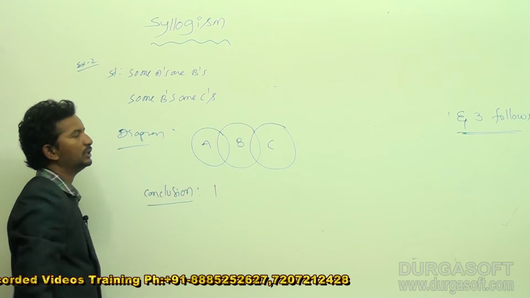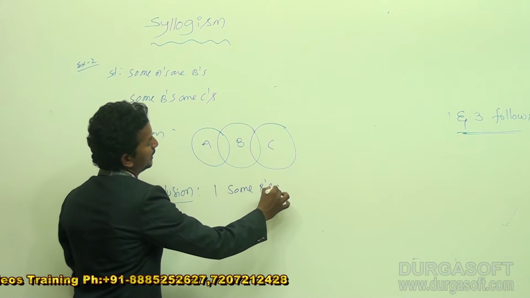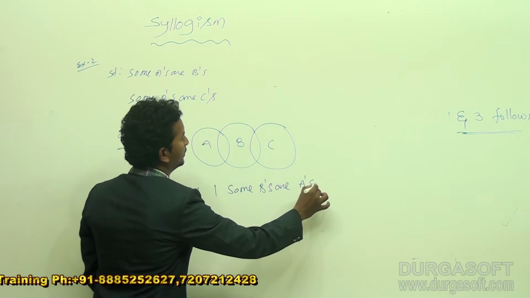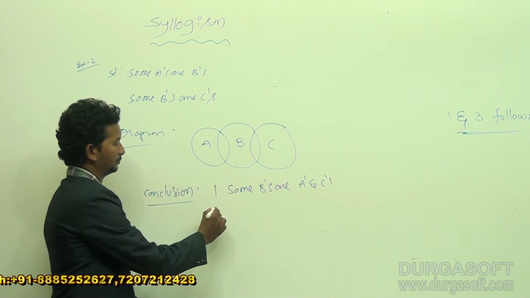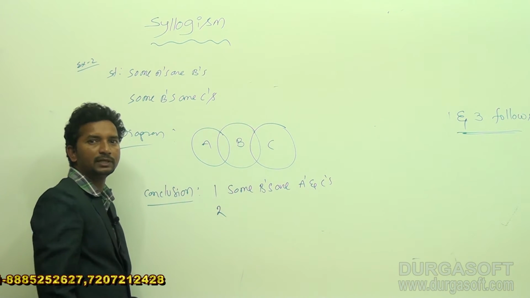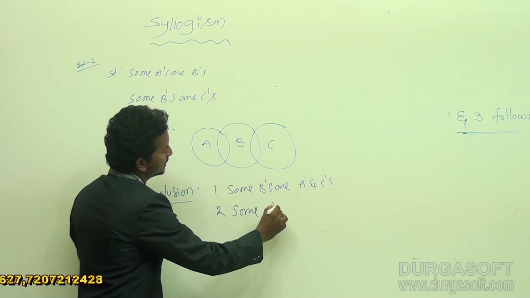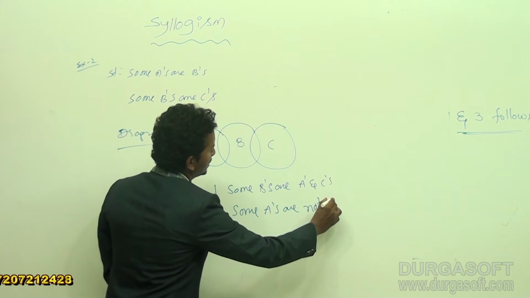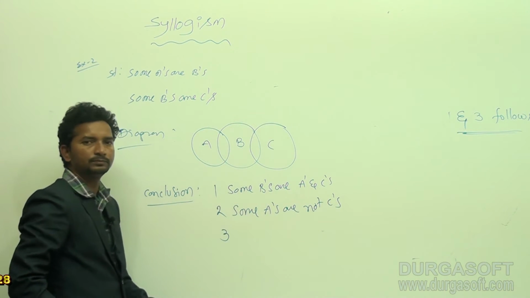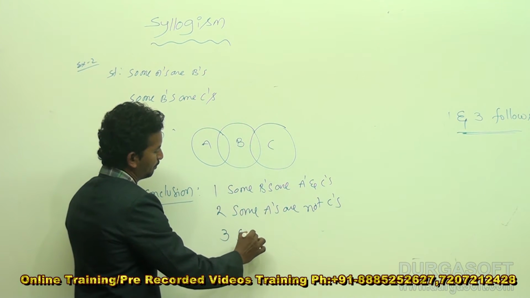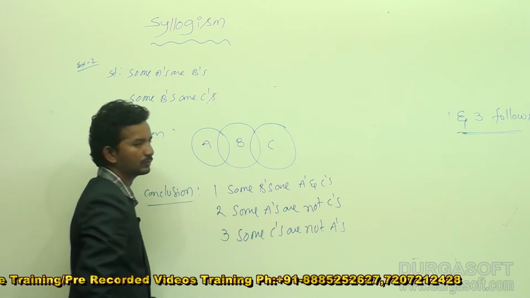Now coming to the conclusions. My first conclusion is some B's are A's and C's. Second conclusion: some A's are not C's. Now the third statement: some C's are not A's.